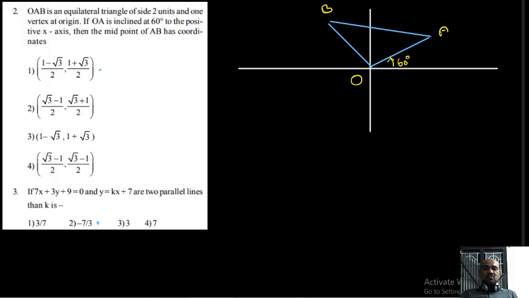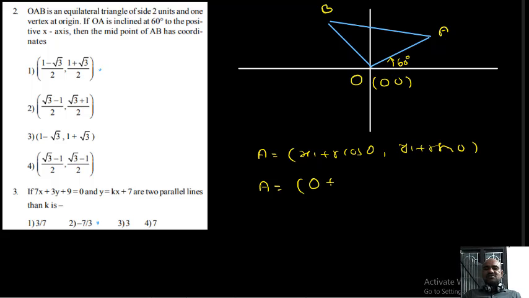So directly I can find the coordinates of A by using the symmetric form. We already have the symmetric form. So what is A? Directly I can write x1 plus r cos theta comma y1 plus r sin theta. Here x1, y1 is 0 comma 0. So 0 plus distance r, the length of each side, which is 2 units. So 2 cos 60 degrees comma 0 plus 2 sin 60 degrees. Students, directly I can say A equals 1 comma root 3.